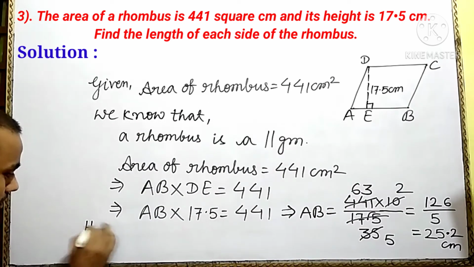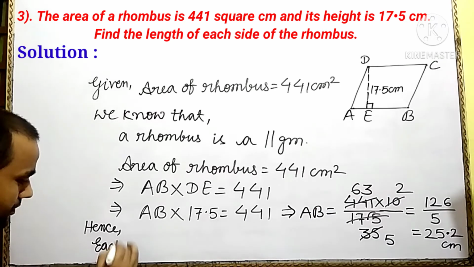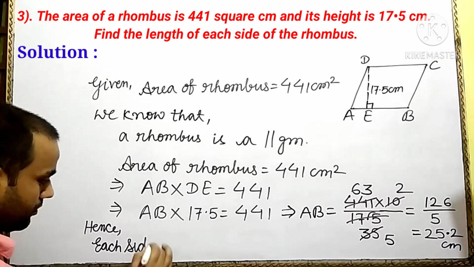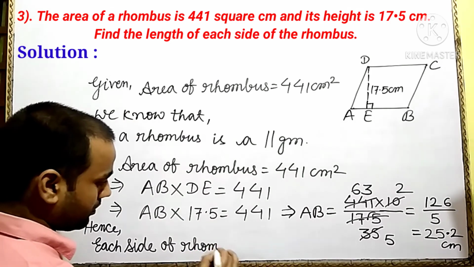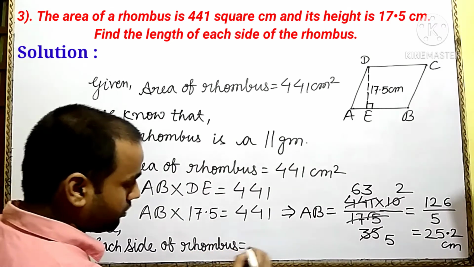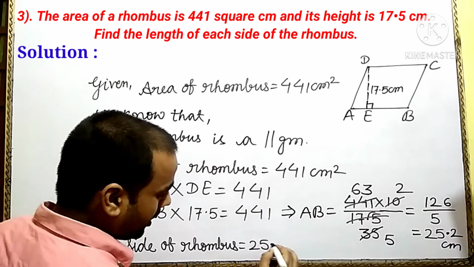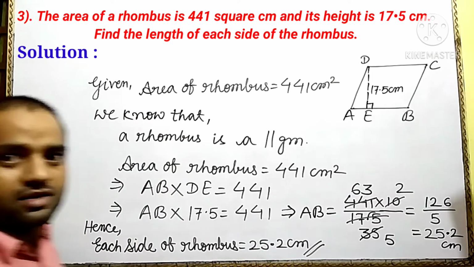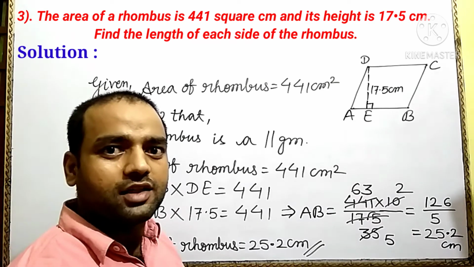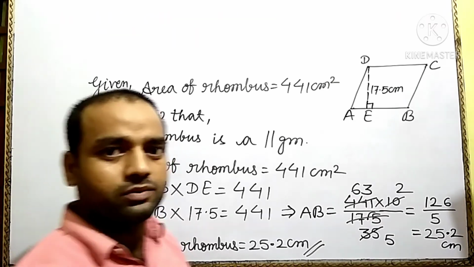Hence each side of the rhombus is equal to 25.2 centimeter. This is your required answer. Is it clear? Now let us discuss question number 4.